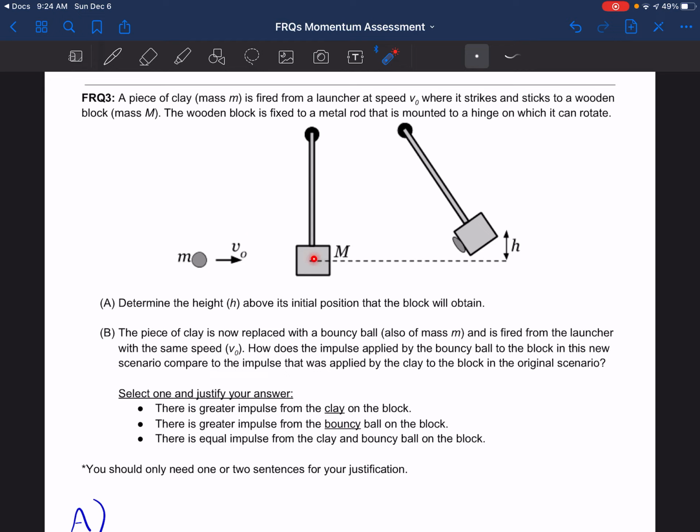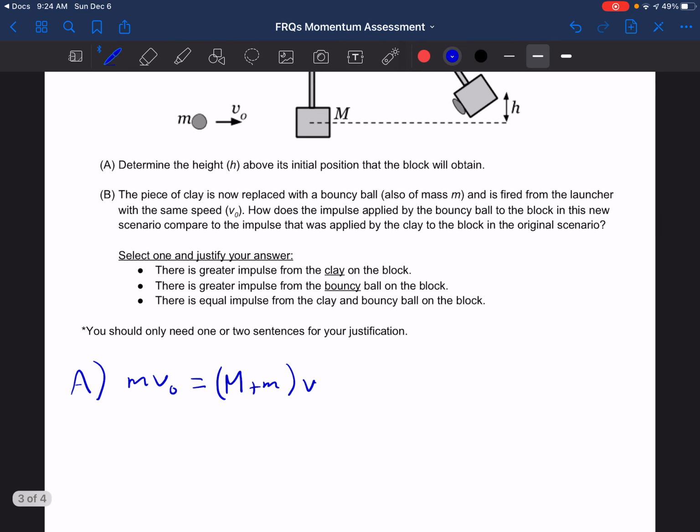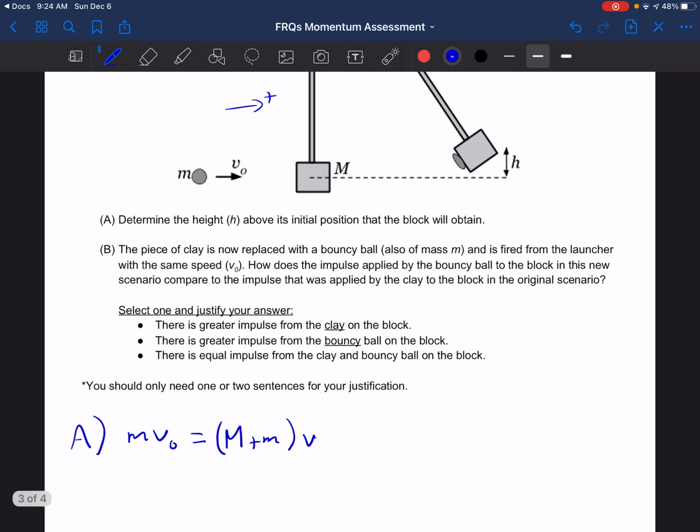But energy is conserved during the swing of this pendulum thing, right? So we've kind of got to look at two separate portions of this. So let's first look at the collision. So in the collision, the initial momentum of our system, and I'm just going to call right the positive direction. The initial momentum of our system is little m v naught. And then after the collision, the objects stick together and move with some new speed that we don't know. So that is sort of the first part of our scenario.